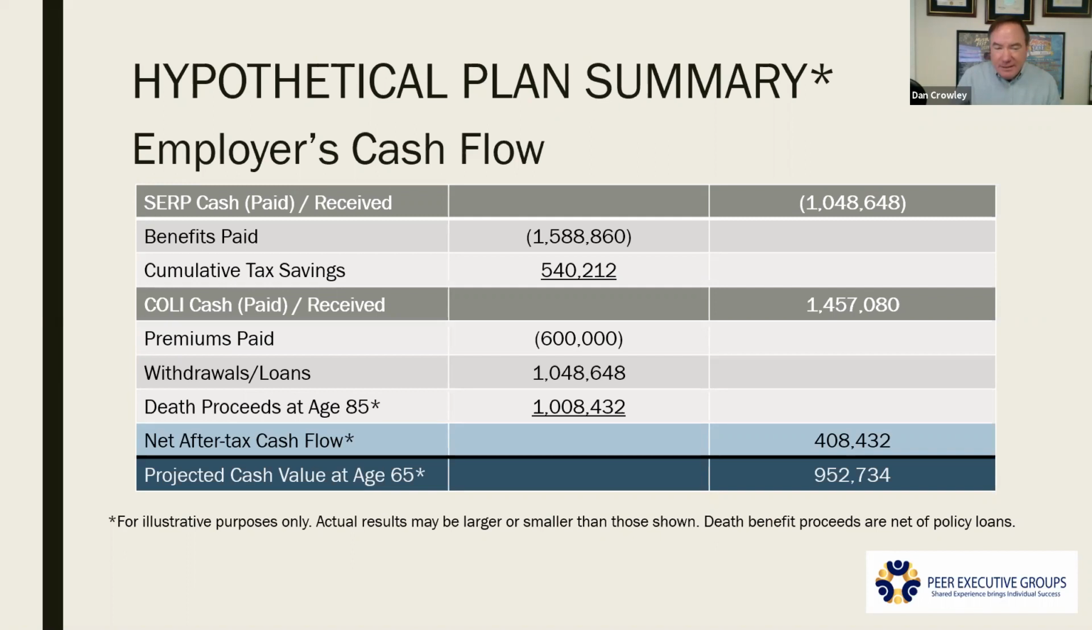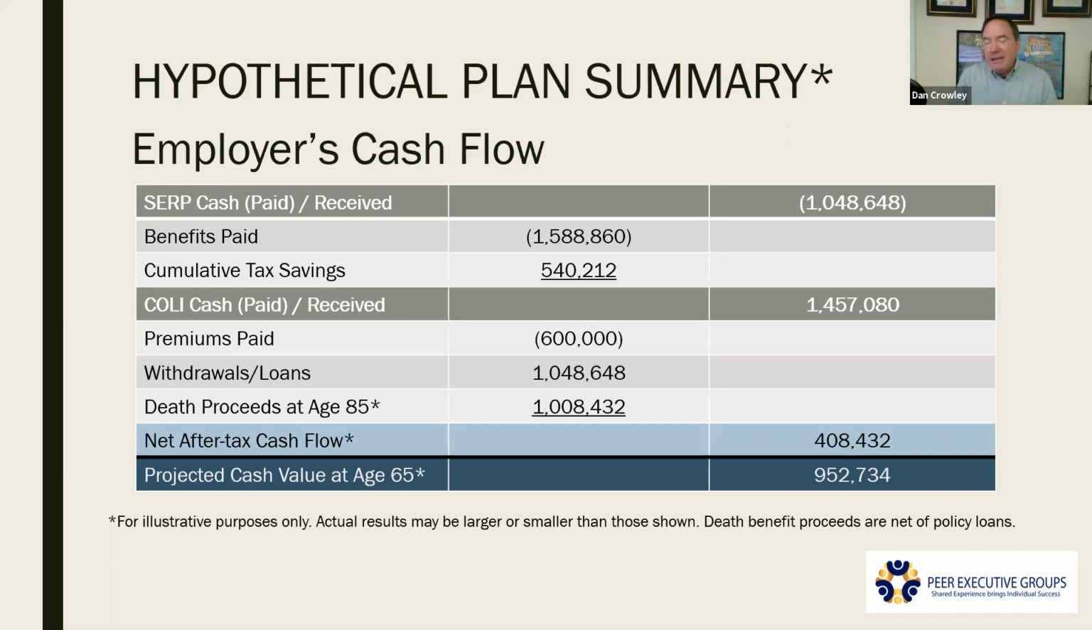So what that means is that between those three numbers, the premium paid out of 600 grand, $1 million in cash comes out, and then another $1 million comes out. So that nets out to 1.457. So the net result of this particular SERP is 408,000. So you say, well, what the heck are you talking about, Dan? What I'm saying is this company, by giving this person 1.588 million, they netted 408,000 themselves. So it was a free plan.